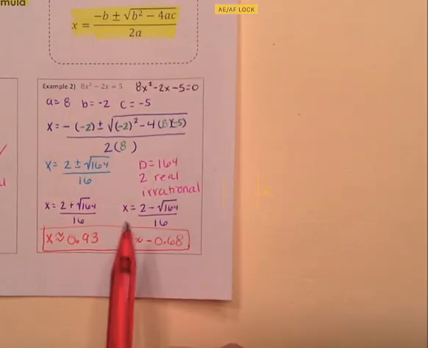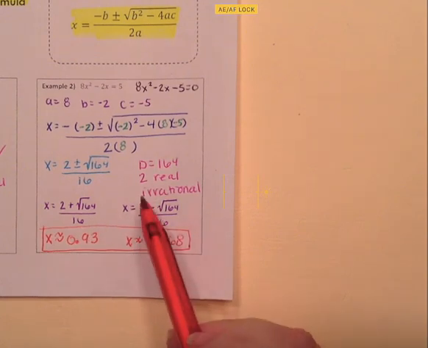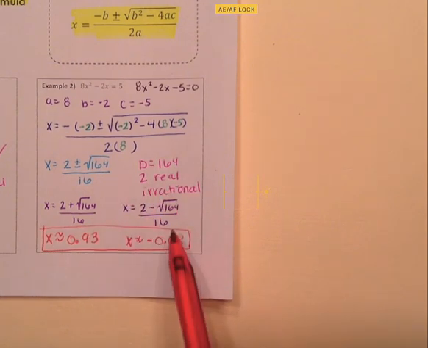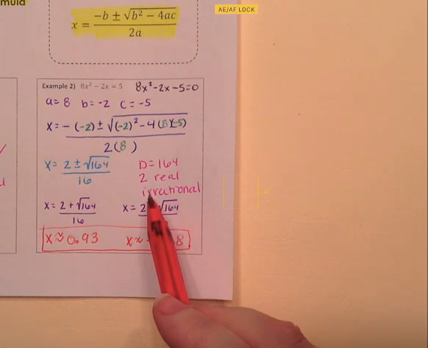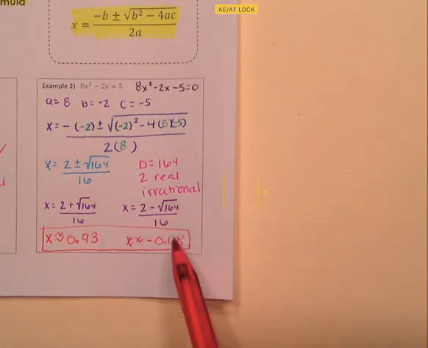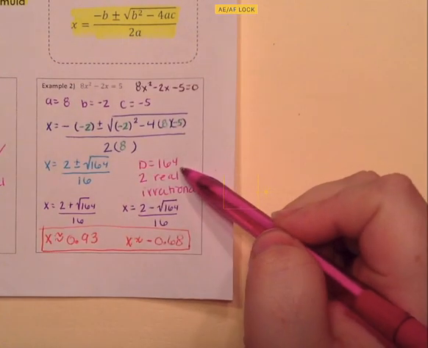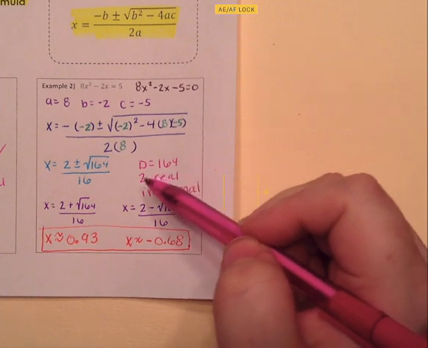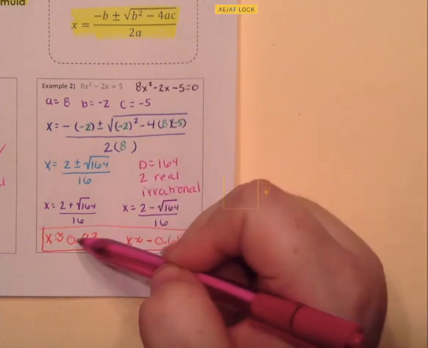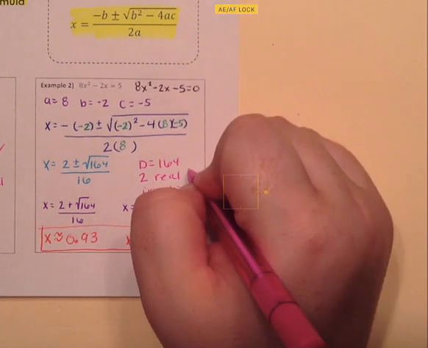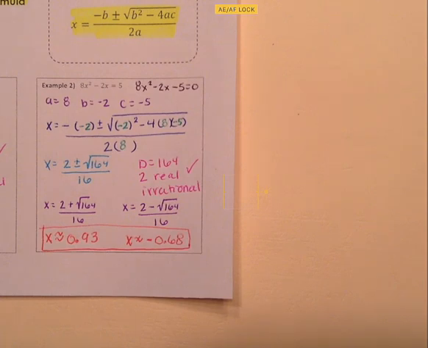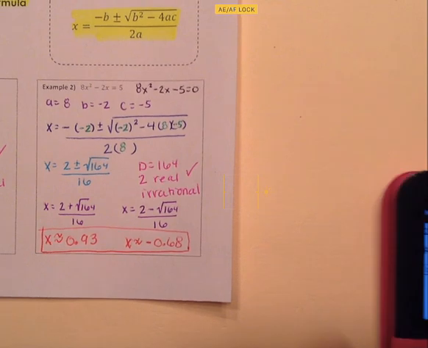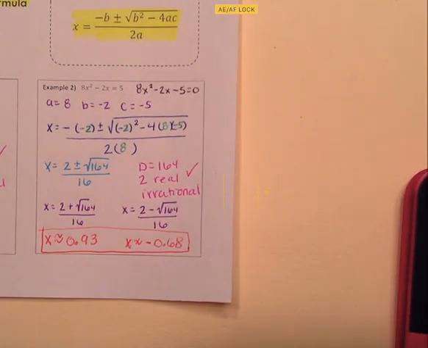Now, we do have 2 answers. They are real because we did not take the square root of a negative, but they are irrational because we have decimals. So that means that when we did our discriminant was 164. It was not a perfect square, but it was positive. So we had 2 real irrational. And those are types of solutions we have. So that means that our discriminant was correct and that our answer should match our discriminant. So that means that we should be good on those.